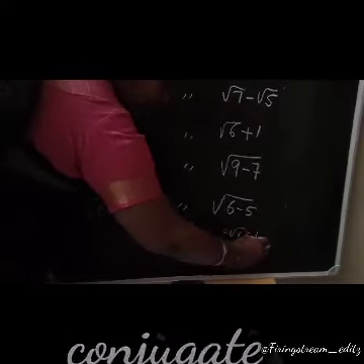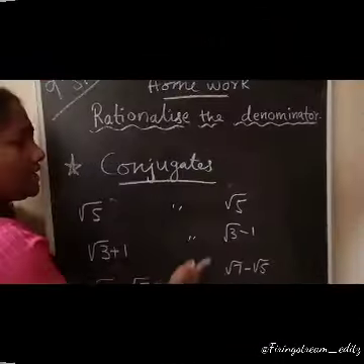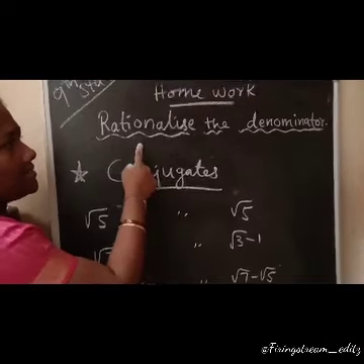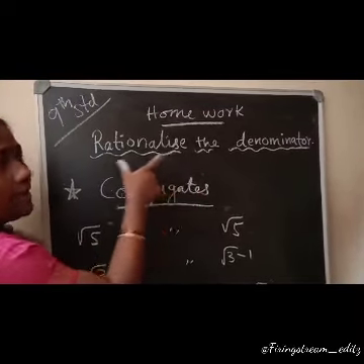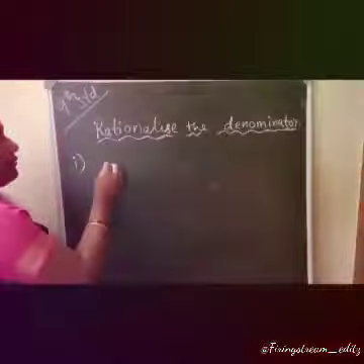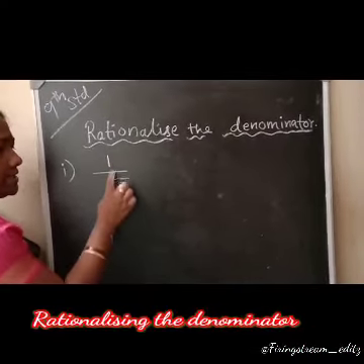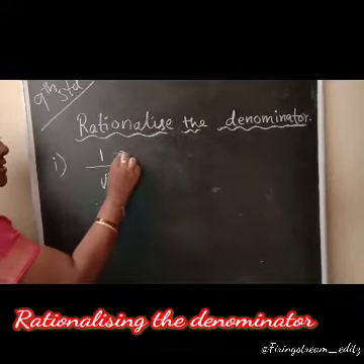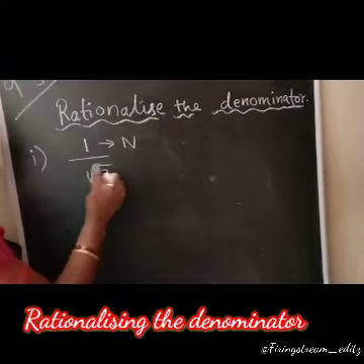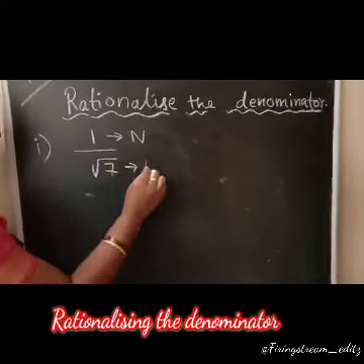Square root of 1 also is 1. These conjugates will be used in rationalizing the denominator in the example sums. Now for example, 1 divided by square root of 7. What is the numerator here? 1 is the numerator. Square root of 7 is the denominator.